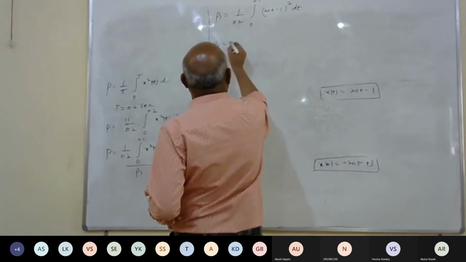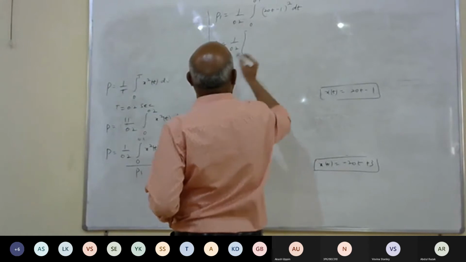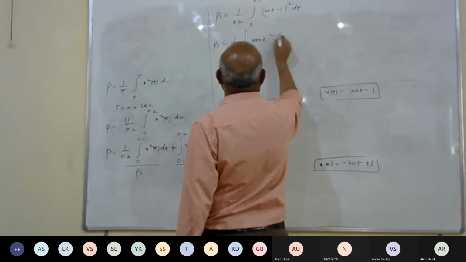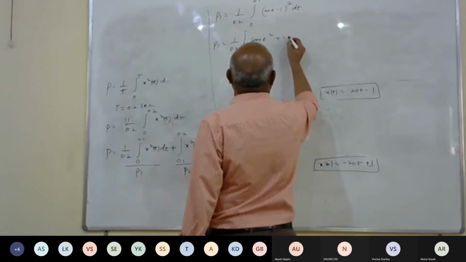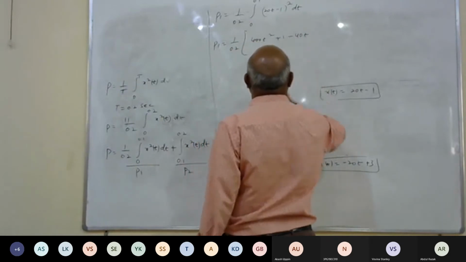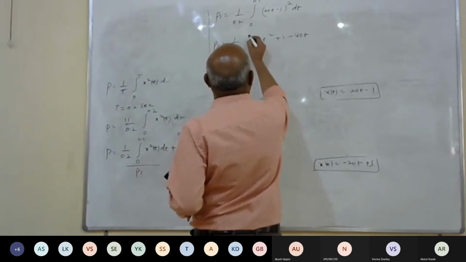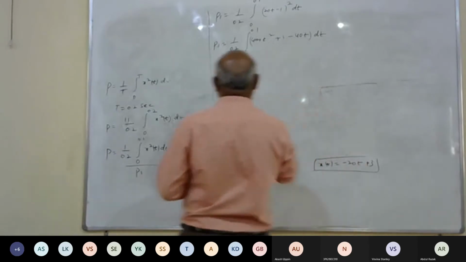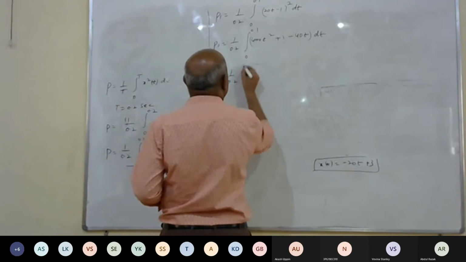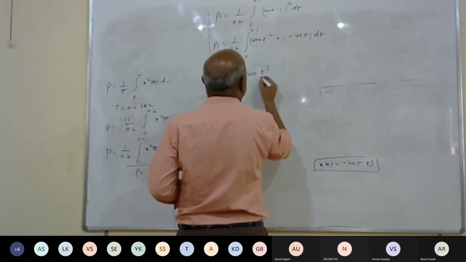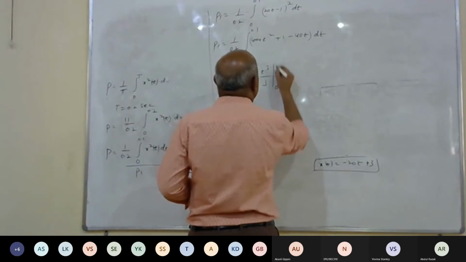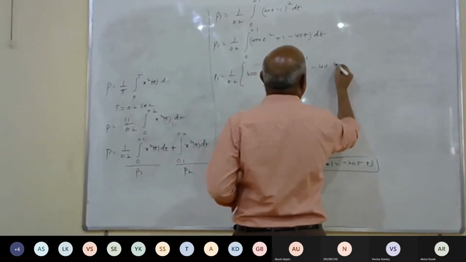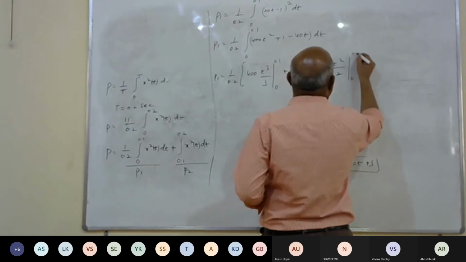That is P1 equals 1 divided by 0.2, 20t minus 1 whole square. 20 square is 400. 400t square plus 1 square minus 40t, integration of 0 to 0.1 into dt. P1 equals 1 divided by 0.2, this is 400 t cube by 3, limits of 0 to 0.1, plus t from 0 to 0.1, minus 40 t square by 2, from 0 to 0.1.